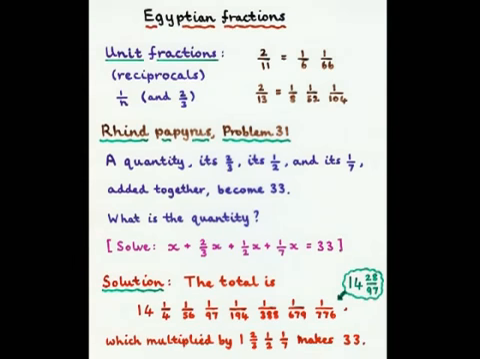And their ability to calculate with these unit fractions can be seen from problem 31 of the Rhind Papyrus. A quantity, its 2/3, its half, and its 1/7 added together give you 33. What is the quantity? So if we were doing it using modern algebraic notation, we'd say x plus 2/3 x plus a half x plus 1/7 x is 33, and we would solve it to give 14 and 28/97. But if you look in the Rhind Papyrus, this is their answer. And it shows an absolutely remarkable ability to calculate with these unit fractions.